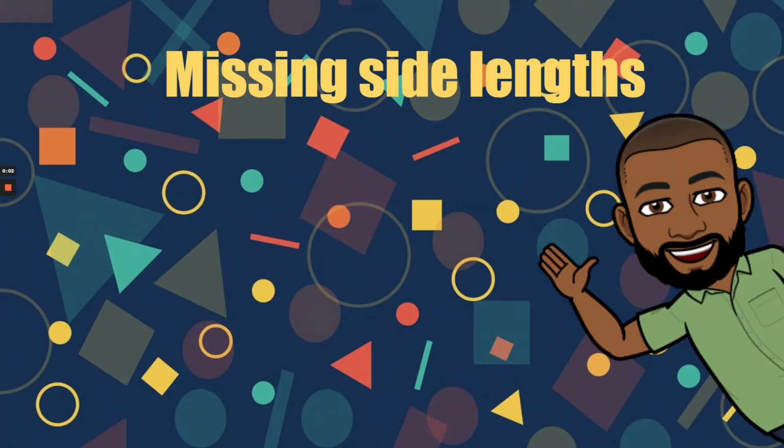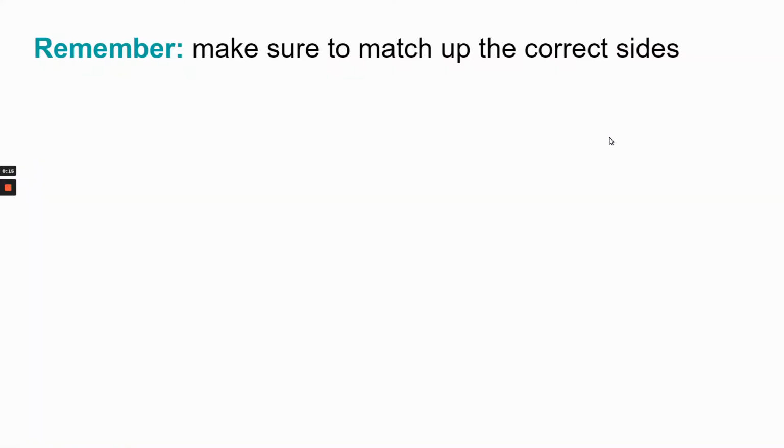Today we're going to be discussing how you can use proportions to find missing side lengths in similar figures. It's important to note that all of these figures are similar, and let's get started. The most important thing is that you need to make sure you're matching up the correct sides. Just like in our other proportions, we're going to make sure we do this by labeling.